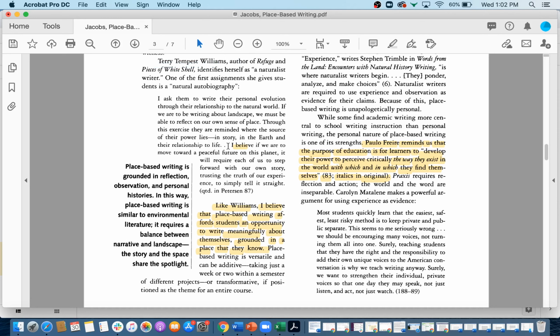Terry Tempest Williams is making an argument because she writes, "I believe if we are to move toward a peaceful future, then it requires us to think about story." And Jacobs writes, like Williams, so he's directly responding to this quote, "I believe that place-based writing affords students an opportunity." So he's using the Williams quote as an argument to enhance his own argument. He's agreeing with Williams to ground his argument.